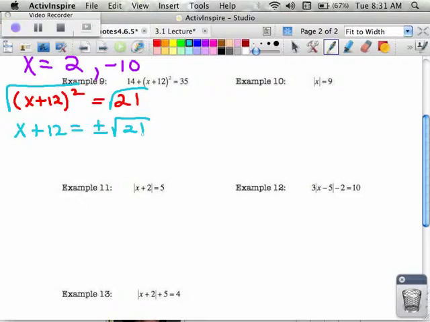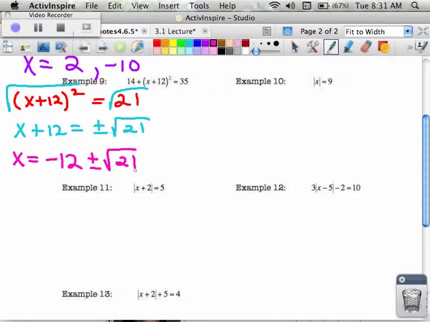And then my last step is just to move the 12 over to the other side, and I end up with x equals negative 12, because when it moves to the other side, it changes sign, plus or minus the square root of 21. These are the two exact answers.